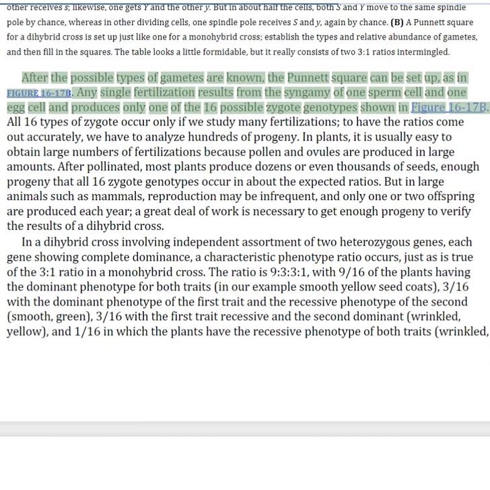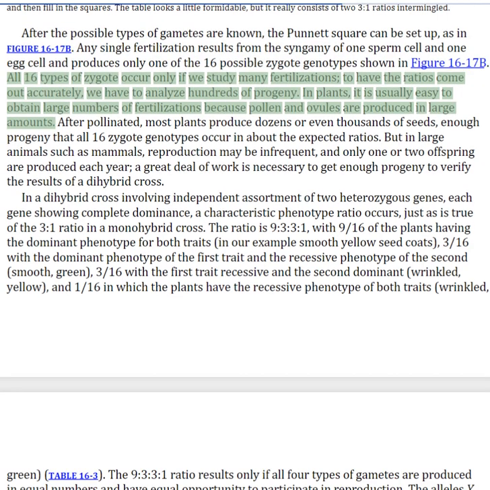After the possible types of gametes are known, the Punnett square can be set up, as in figure 17b. Any single fertilization results from the syngamy of one sperm cell and one egg cell and produces only one of the 16 possible zygote genotypes shown in figure 17b. All 16 types of zygote occur only if we study many fertilizations. To have the ratios come out accurately, we have to analyze hundreds of progeny.